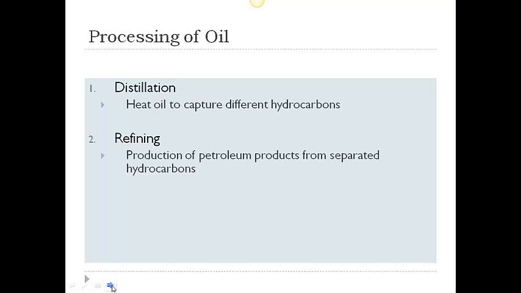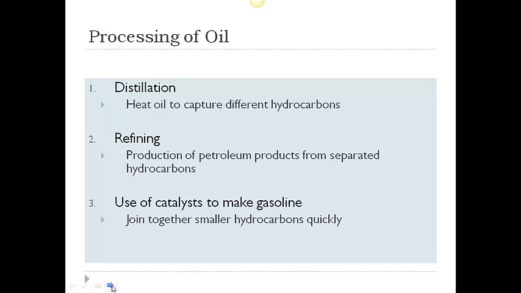So then the next step after the distillation is what's called refining, and that's when we make those actual different products called petroleum products from those different types of hydrocarbons. So distillation is just the heating and capture of the hydrocarbons, and then refining is taking those hydrocarbons and making them into different types of products.